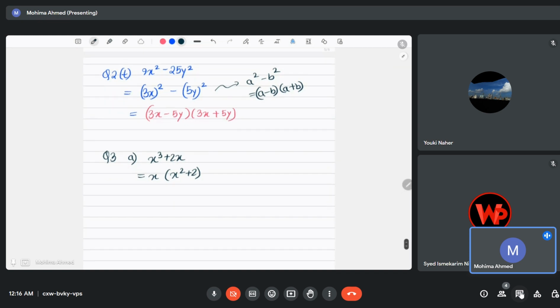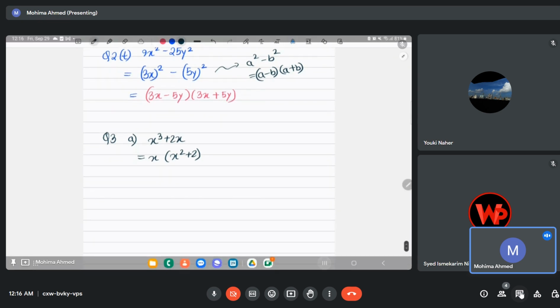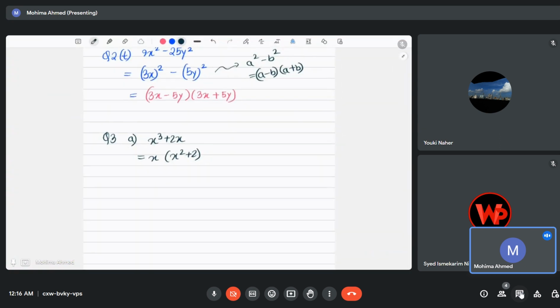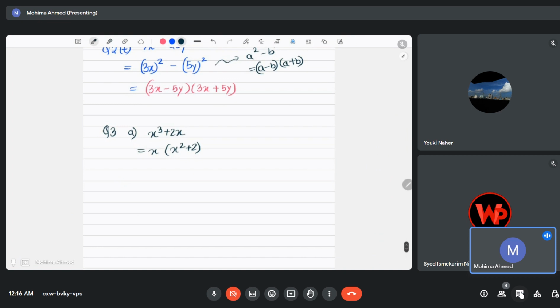Now moving to a bit trickier ones. I think I saw somewhere x cubed minus 64x. In that part, you can obviously follow that a square minus b square, but you need to convert that x cubed to x square first. So x cubed minus 64x. If you take x common, it will be x square minus 64.